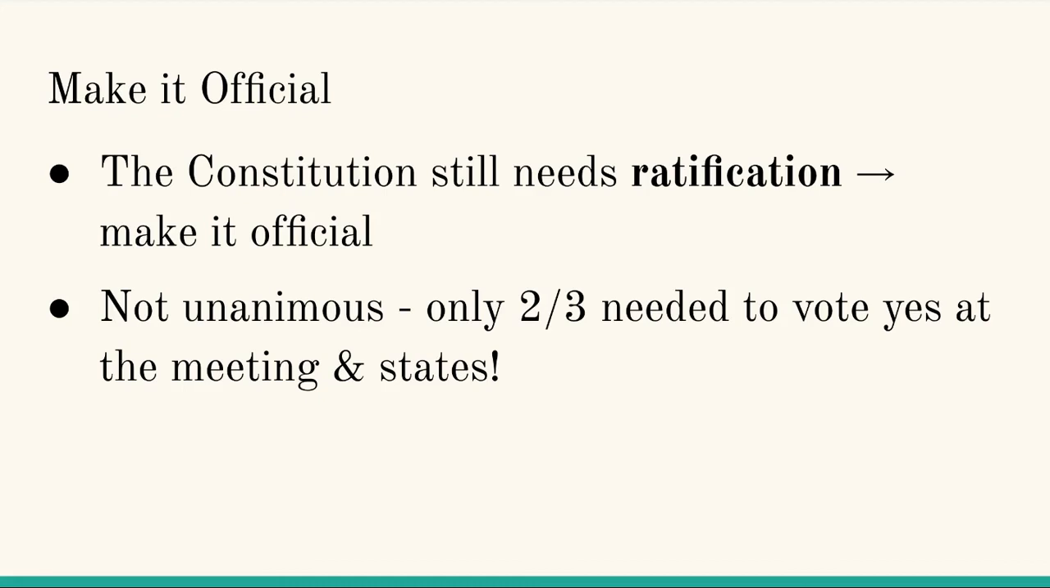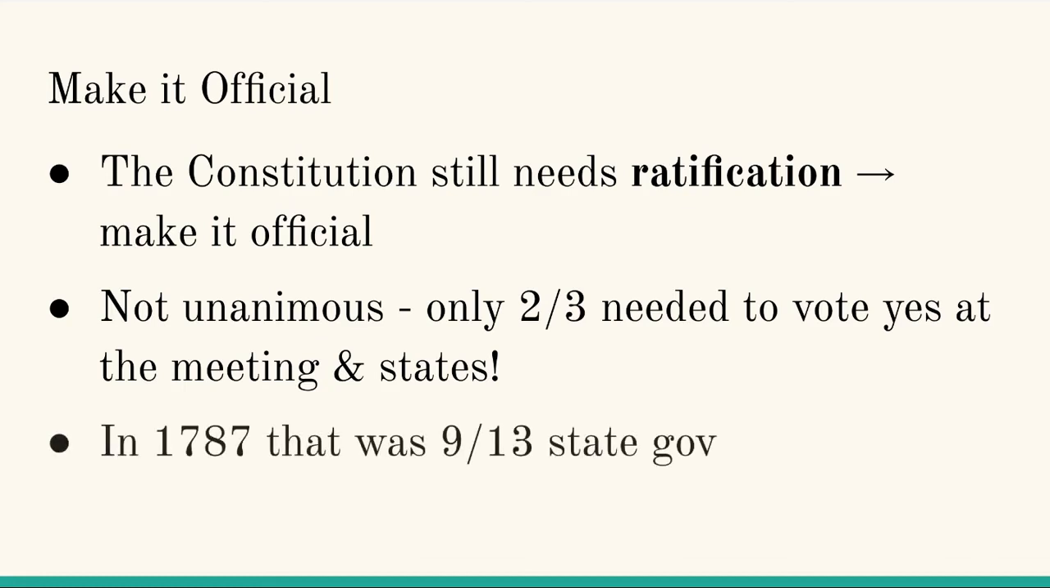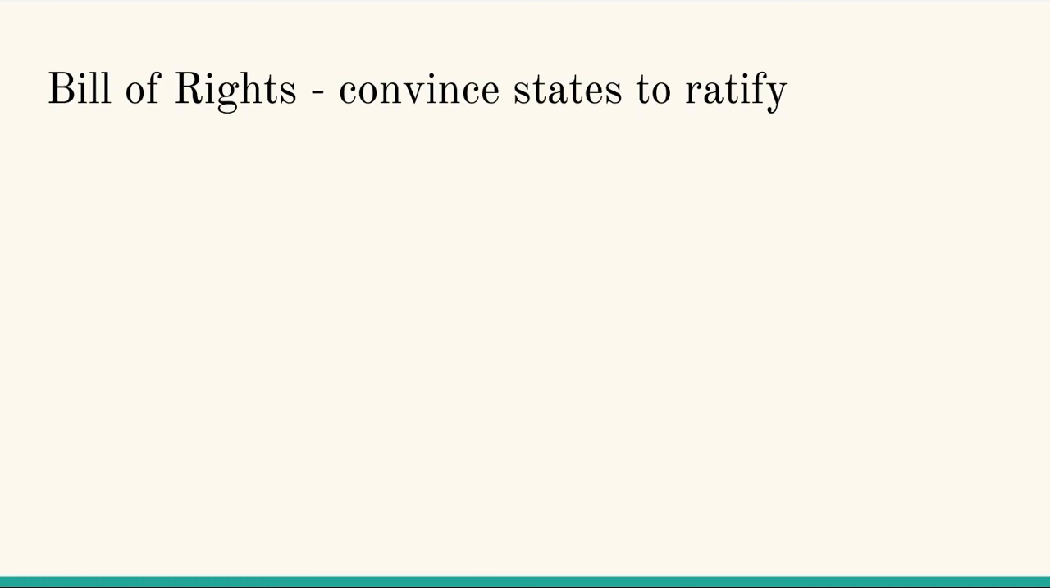But then it also needs to go to the state level governments, and you need a 2/3 majority of those states to vote yes as well. So it's kind of a twofold approval. In 1787, when this document was completed, that meant 9 of the 13 original states had to vote yes. Eventually they get all 13, but they don't get that approval right away.